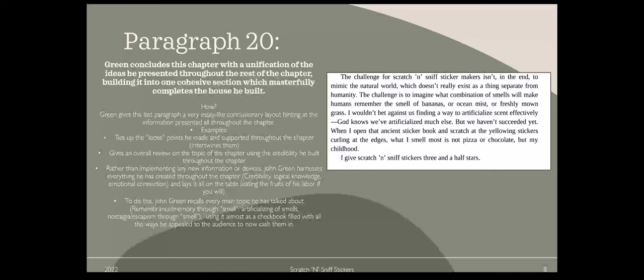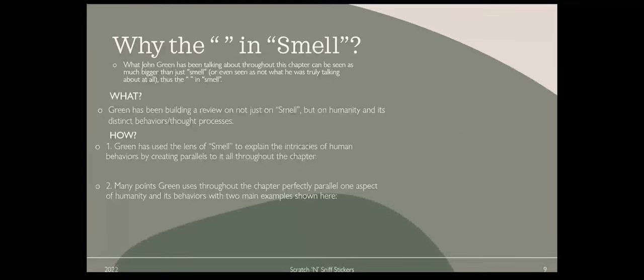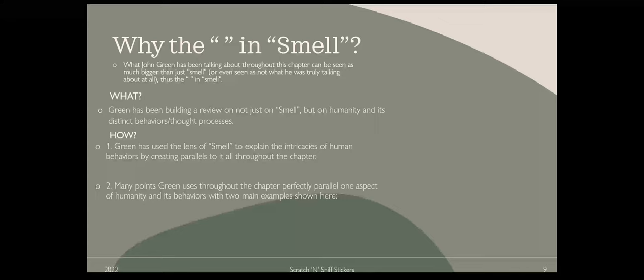Now, there's something you may have noticed throughout this PowerPoint, is that smell has almost always been in quotations. And as I said before, now we're getting back into this. The reason that I did this is because I believe John Green is talking about something bigger than smell throughout these chapters, and something that really could be seen as not even about the smell itself. Now, what is this, you ask? Well, Green has been building a review on not just smell, but on humanity and its distinct behaviors and thought processes.